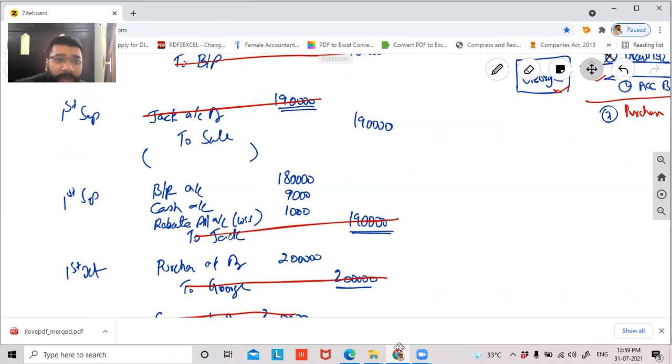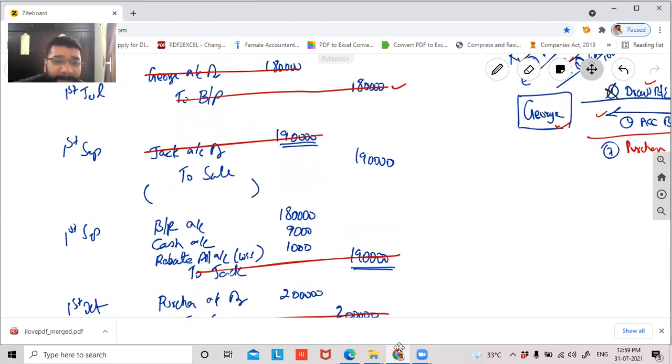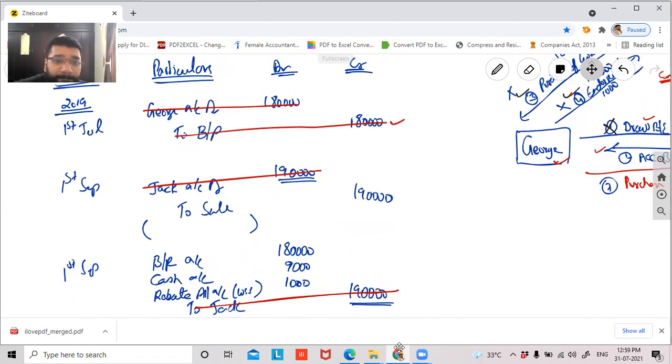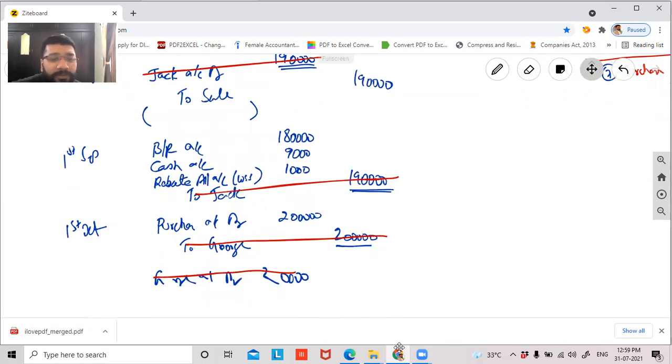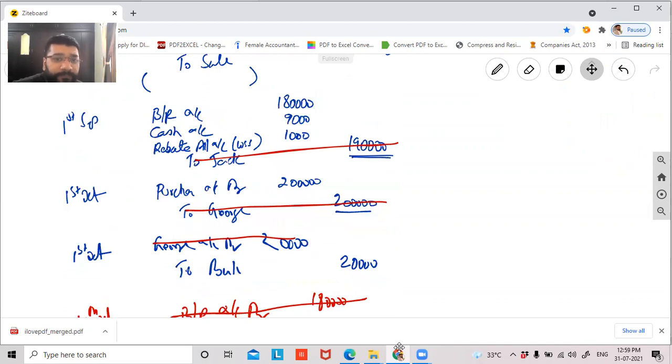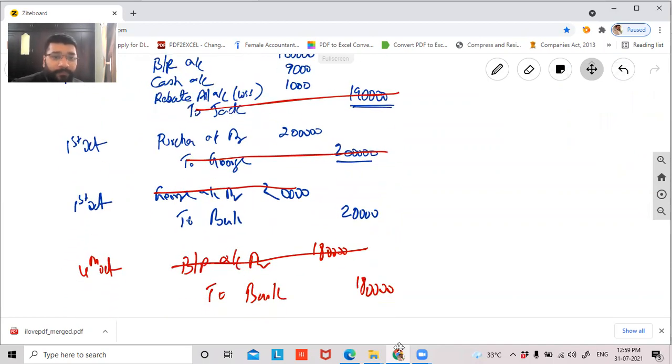What else is to be closed, guys? What else is to be closed? This bills receivable should be closed. The 1,80,000 rupees bills receivable we got should be closed. Is bills receivable getting closed, guys?